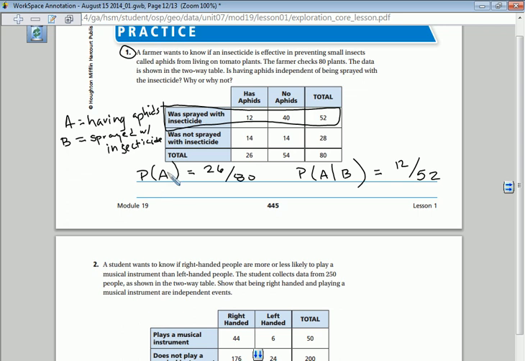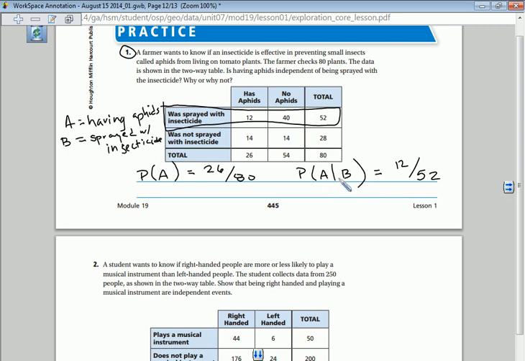I have a question. Yes. I'm kind of blurry on the part where A given B. I don't really understand it. Okay, so A given B means B happened. They were sprayed with insecticide.